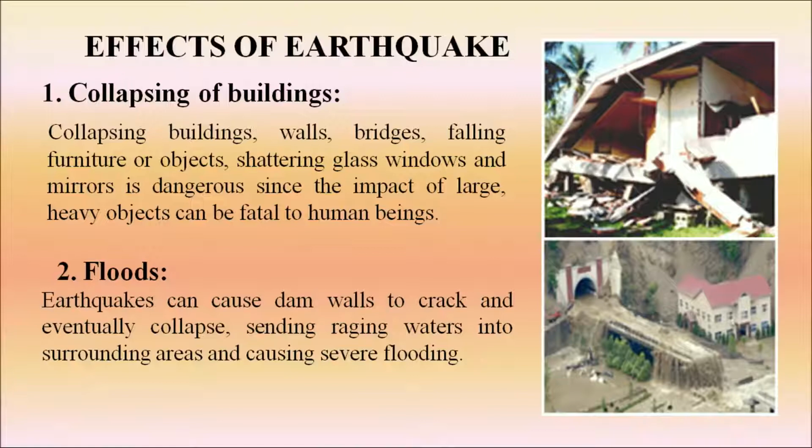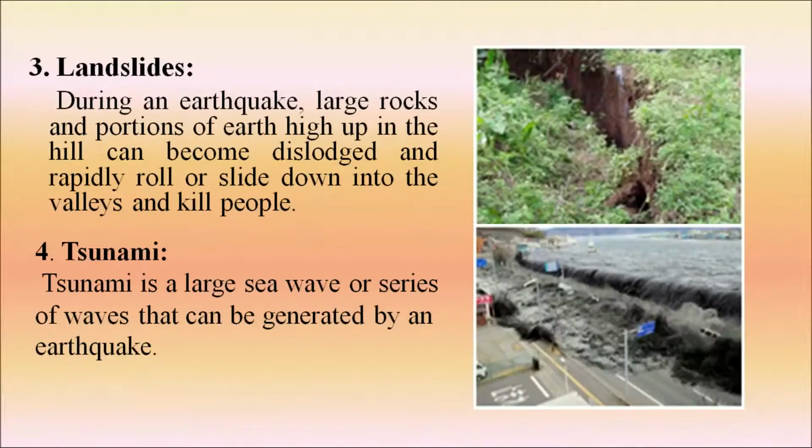Now, come to the effects of earthquake. Collapsing buildings, walls, bridges, falling furniture or objects, shattering glass windows and mirrors is dangerous, since the impact of large heavy objects can be fatal to human beings. Second is flood. Earthquake can cause dam walls to crack and eventually collapse, sending raging waters into surrounding areas and causing severe flooding.